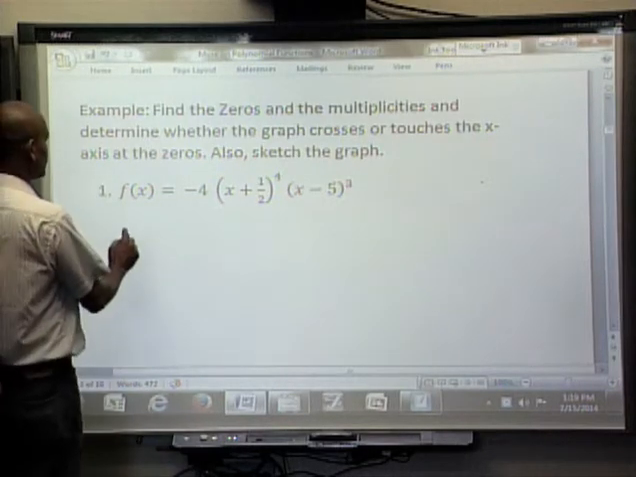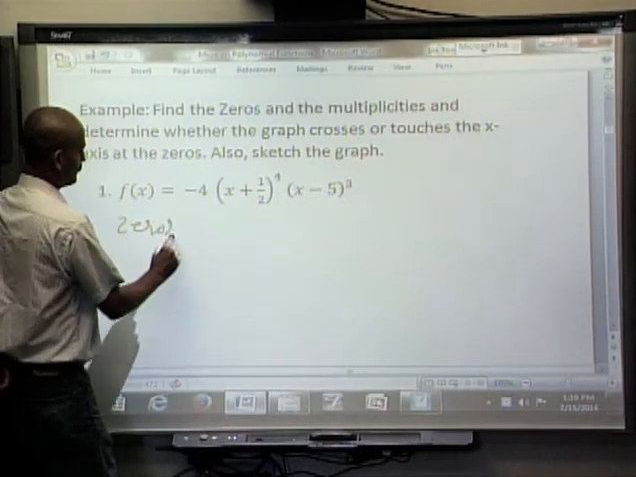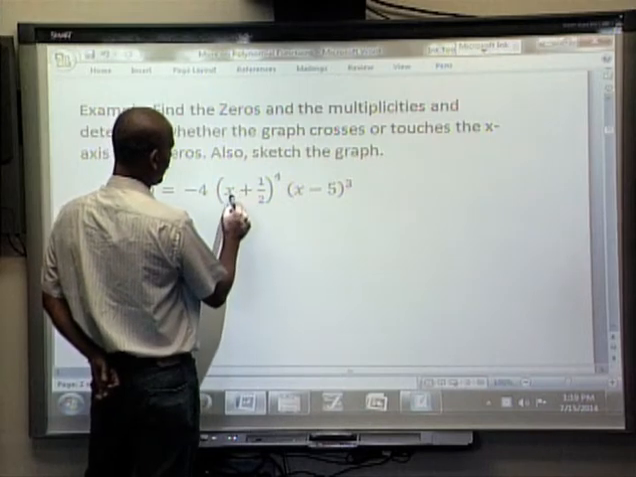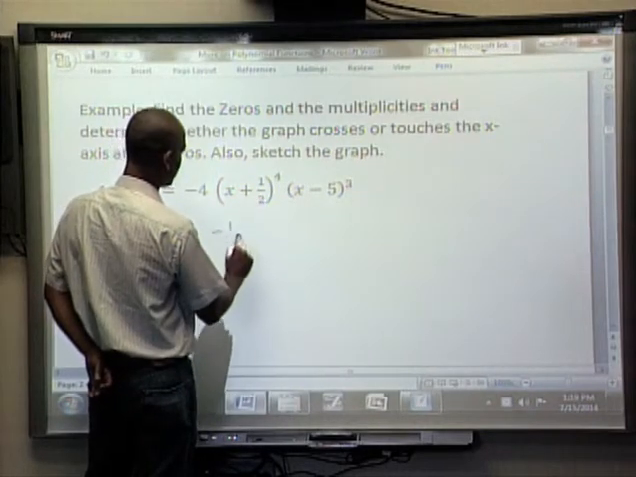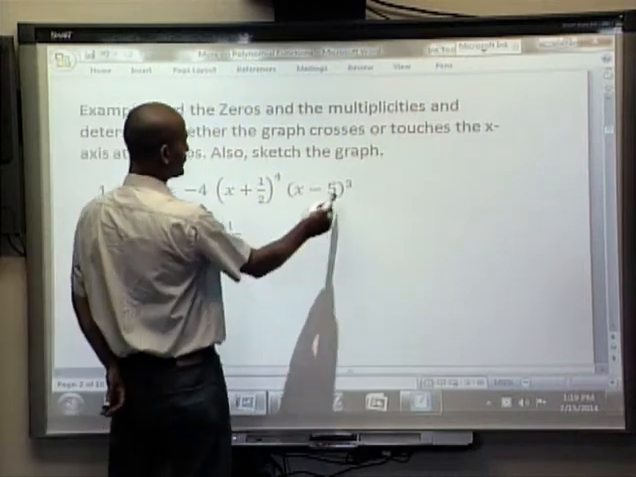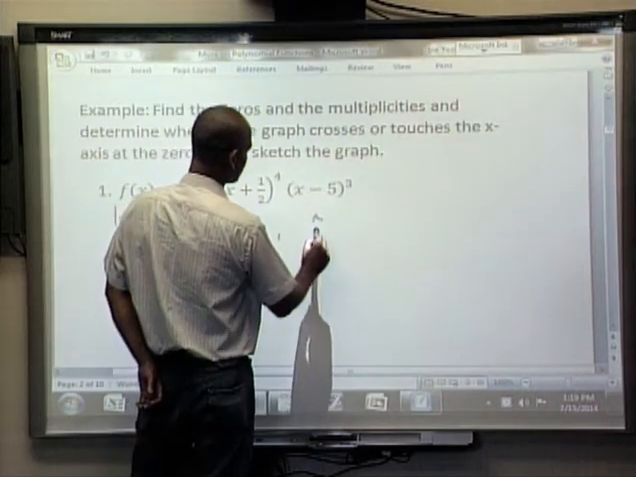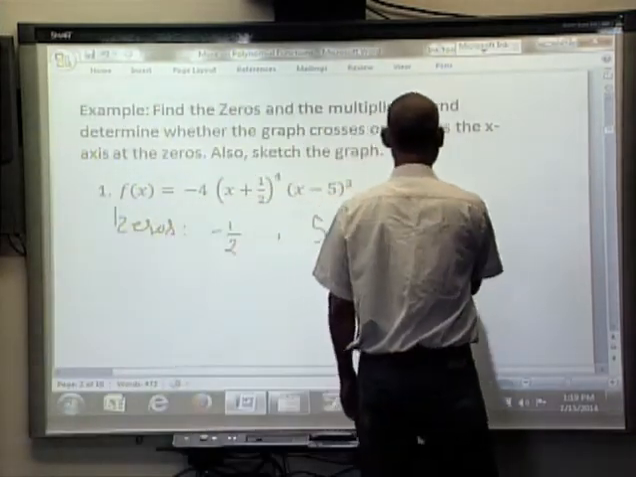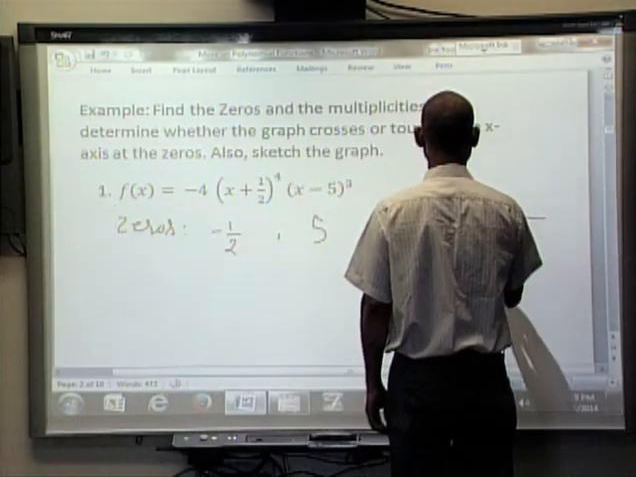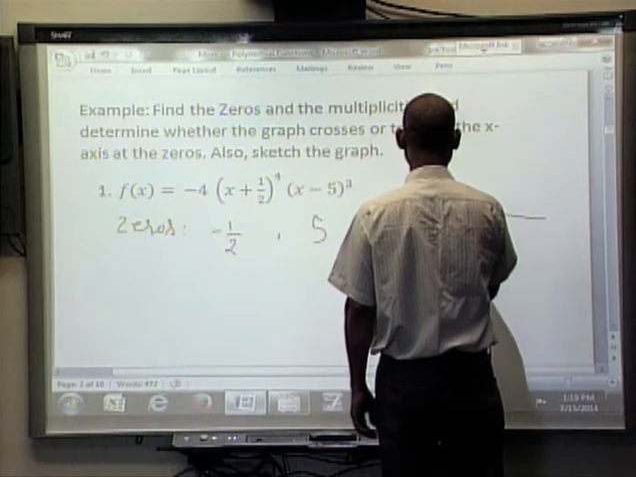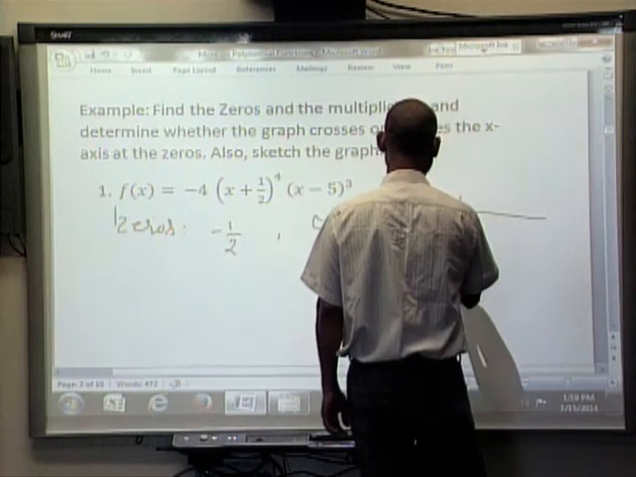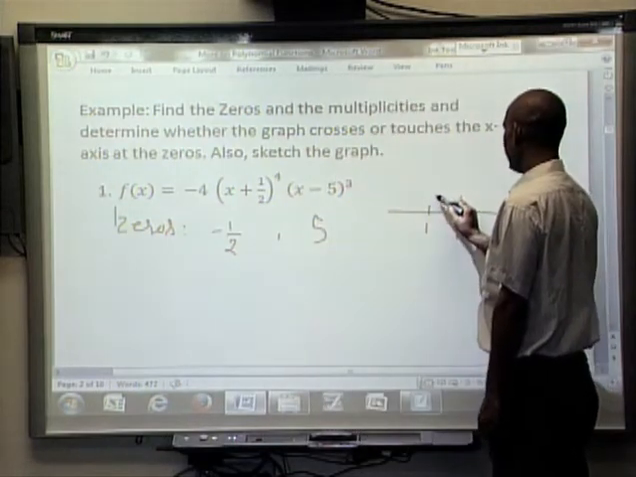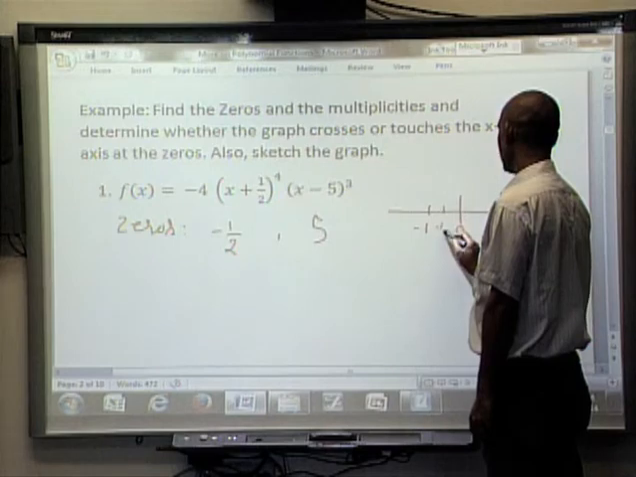So, let us start with the zeros. From this one, we have x plus 1 half. So, one of the zeros is negative 1 half, and here is x minus 5, the other zero is 5. So, if I want to sketch the graph of this function, let us say this is 0 and this is 1. So, 1 half should be somewhere here. This is 1 half, this is negative 1, so this is negative 1 half.